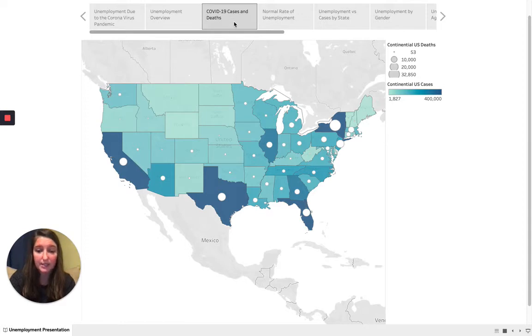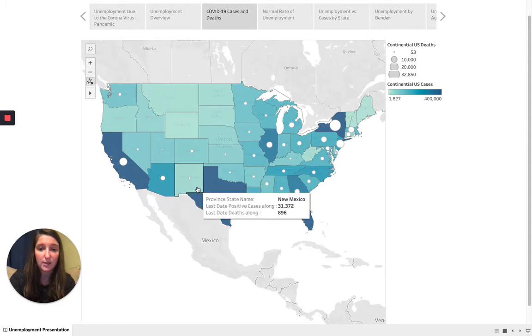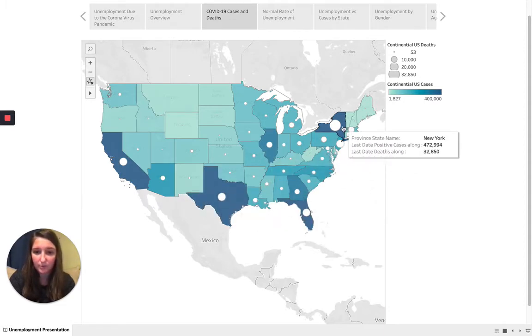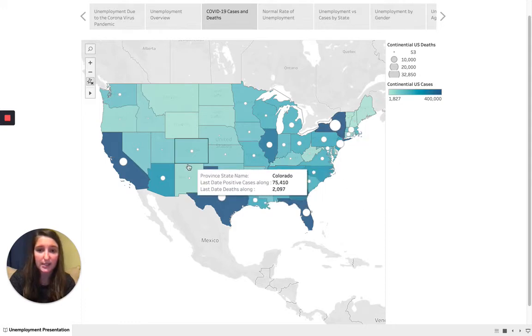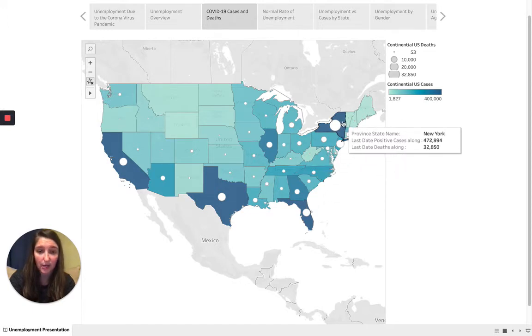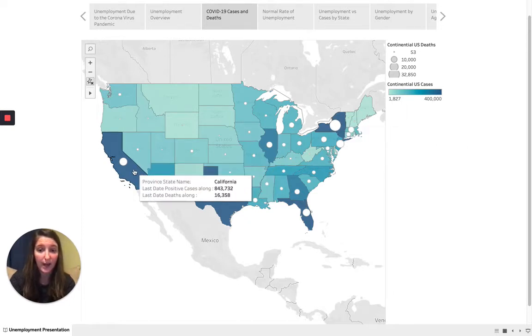From this chart, we can see that the states with the most cases are the hotspots, such as California, Texas, Florida, Illinois, and New York. Other notable states include Arizona, Georgia, and North Carolina. It's interesting to point out outliers such as New York, which has over 400,000 cases and the most deaths in the US at 32,000, while California has over 800,000 cases but half the number of deaths.